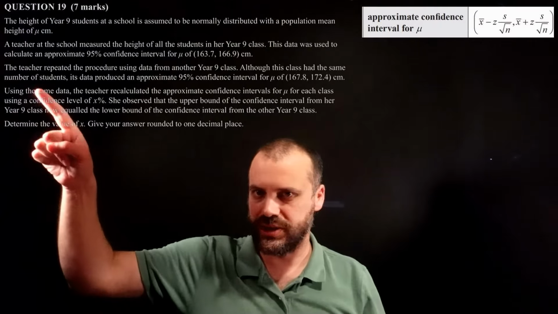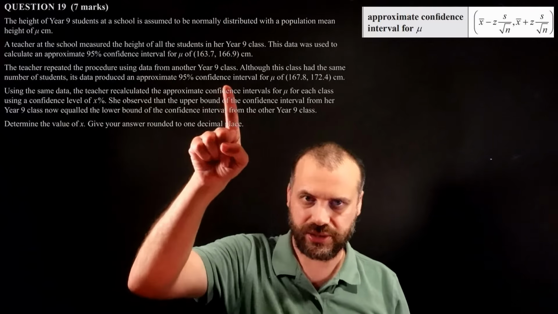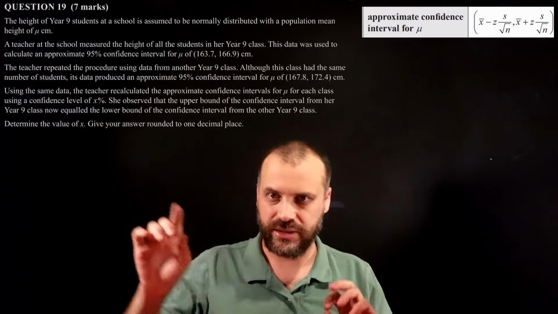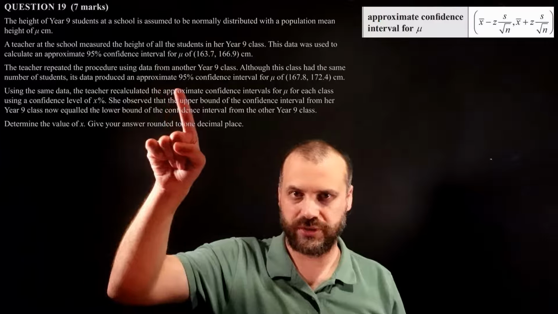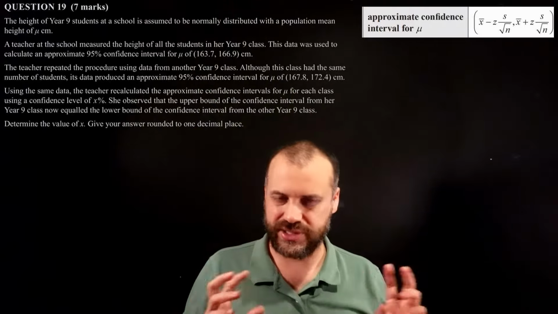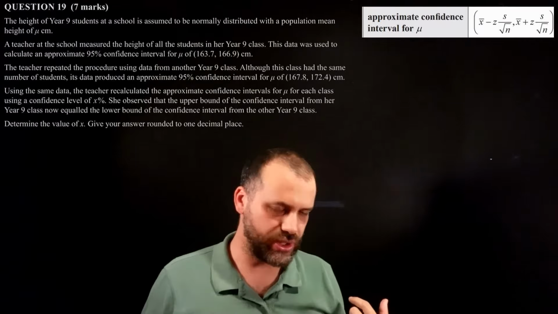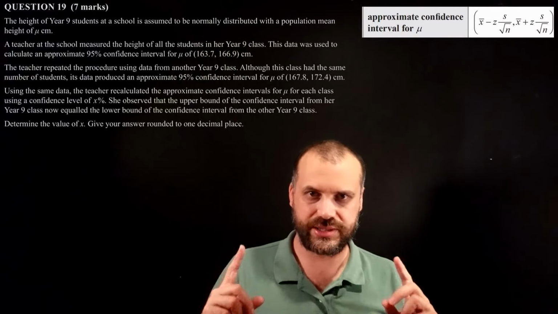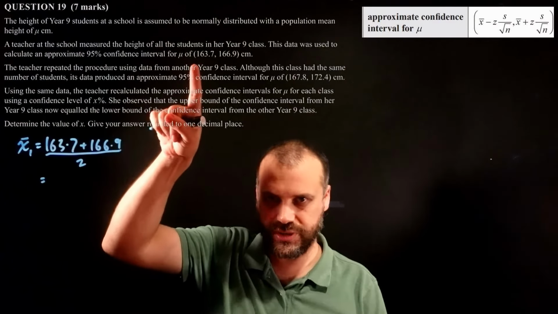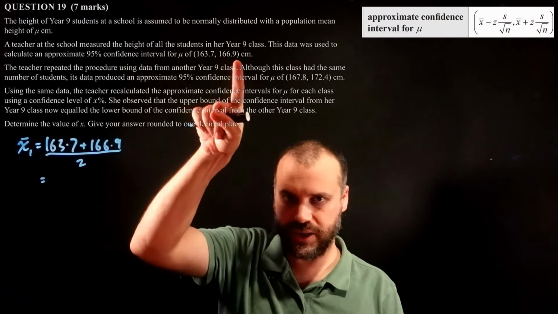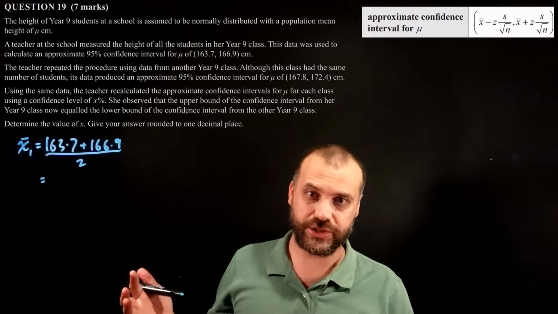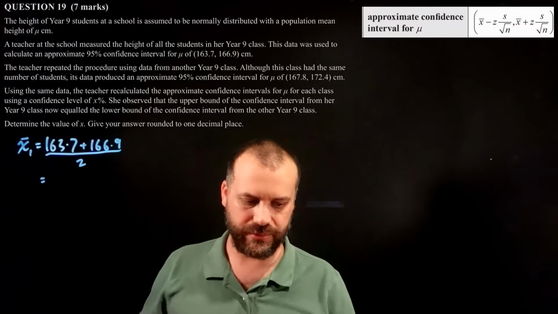The teacher repeated the procedure using data from another class. Although this class had the same number of students, so the same n, its data produced an approximate 95% confidence interval of this. So, two classes. I can already see that we're probably going to end up in some sort of simultaneous equation situation. Let's focus on the first class. Because the first class has a lower and upper confidence interval of these values, we can find the mean by averaging them: adding them together and dividing by 2.